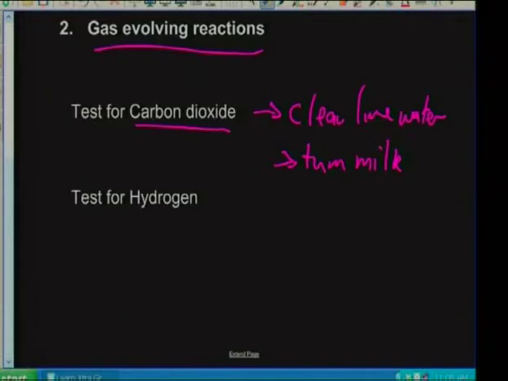If we want to test for hydrogen, then what we will do is we will ignite it and we will get a popping sound. The gas will go pop. And so here are ways in which we can test the gases coming out of a solution. I want to show you two examples of gas evolving reactions.